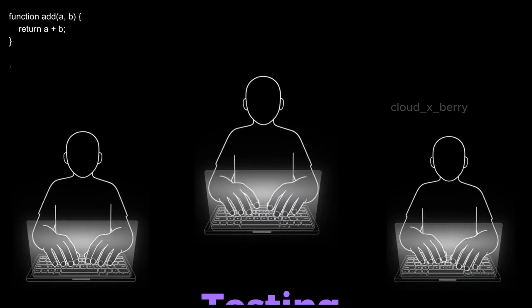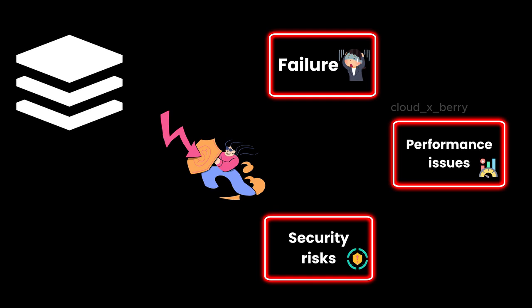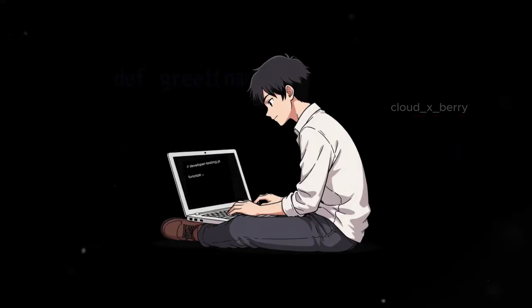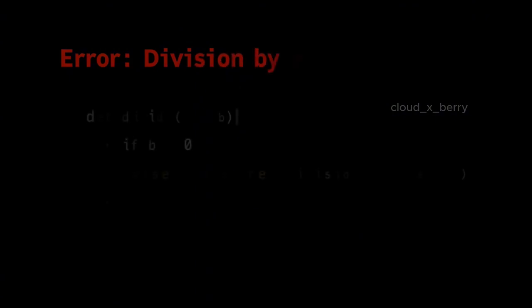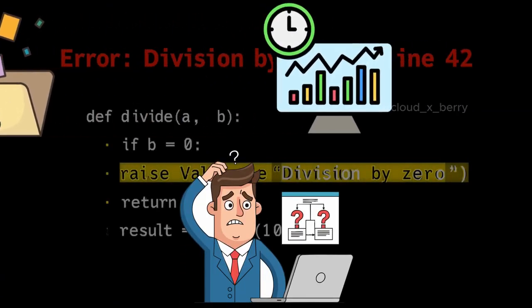Most developers think testing is something you do at the end, just to make sure nothing is broken. But in real-world systems, testing is not a single step. It's a layered safety net that protects your application from failure, performance issues, and even security risks. Because here's the reality. Your code might work perfectly in development, but fail completely in production when real users, real data, and real traffic hit it.